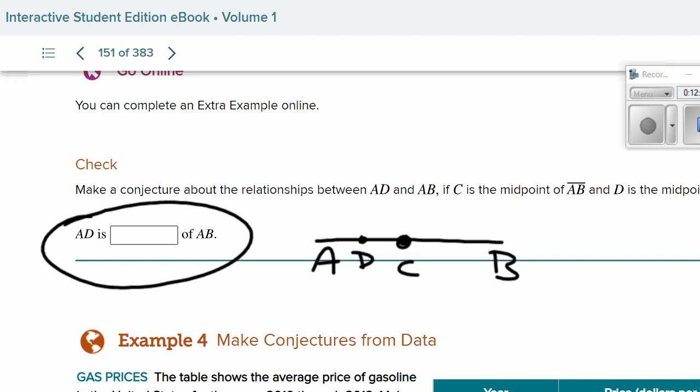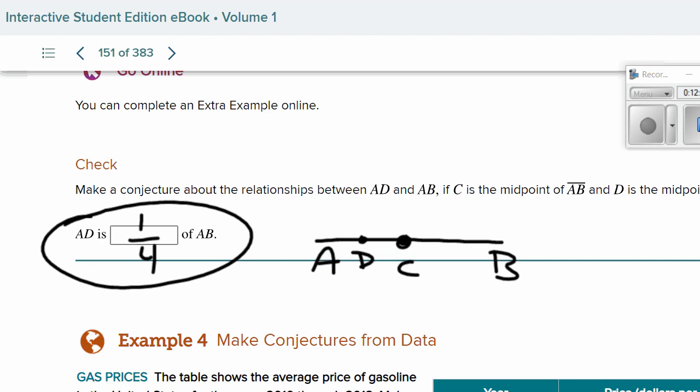Okay, so knowing that C is a midpoint is kind of important. Knowing that D is a midpoint is kind of important. So I think, let's see if you guys can get this one. I think that AD is 1/4 of AB. Okay, the length of AB.